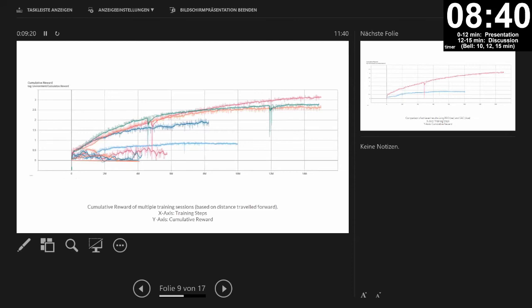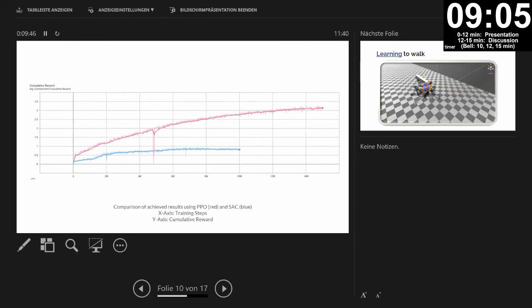To get some ideas about the different strategies, we see the figures here with the cumulative reward on the y-axis, and on the x-axis the number of steps, which is in millions. So we have 4 million, 6 million, 8 million, and so on. And we see different strategies with different parameters. We see the two strategies, PPO in red and soft actor critic in blue.